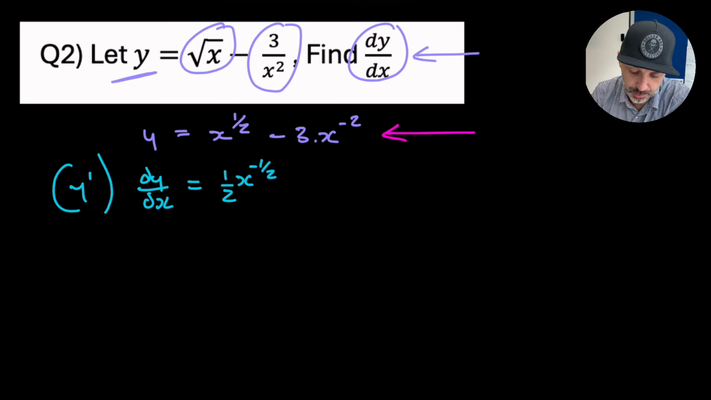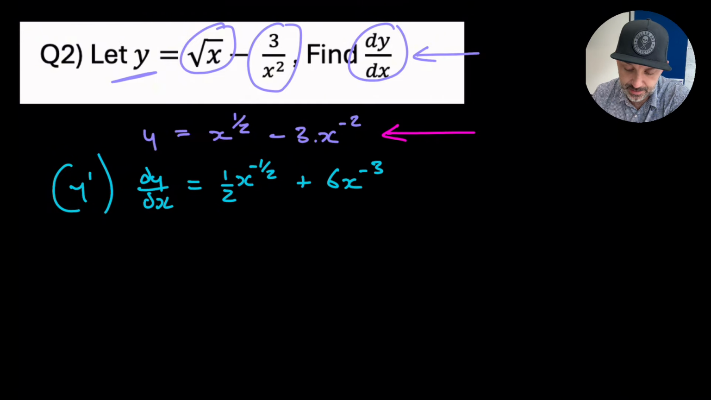Now on this next expression here, we are going to times by the power. So that would make that positive 6. Then we are going to take 1 away from that power. Don't forget, when you're minusing 1, you're going further down the number line, not back towards 0. So minus 2 subtract 1 is minus 3.